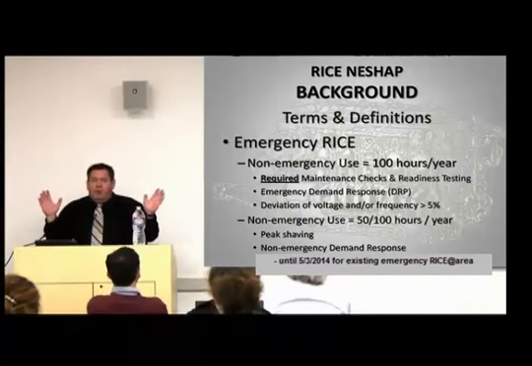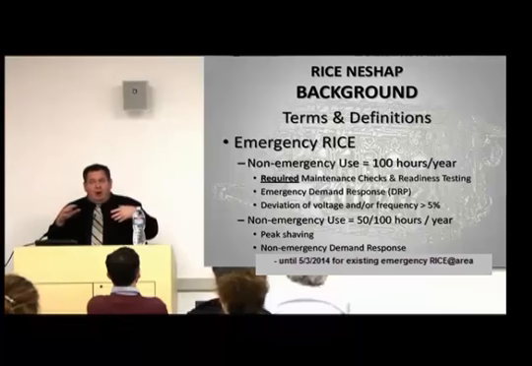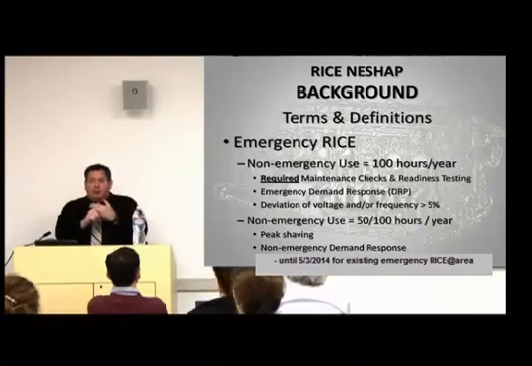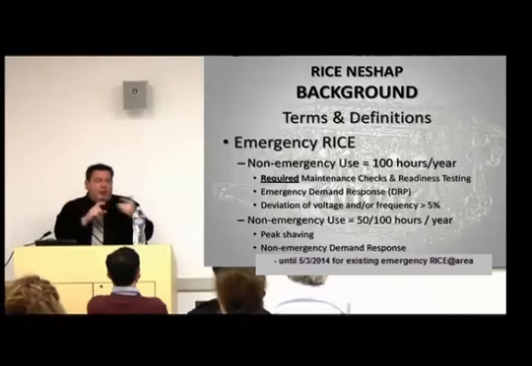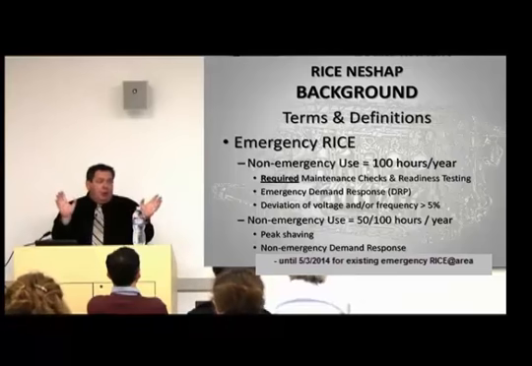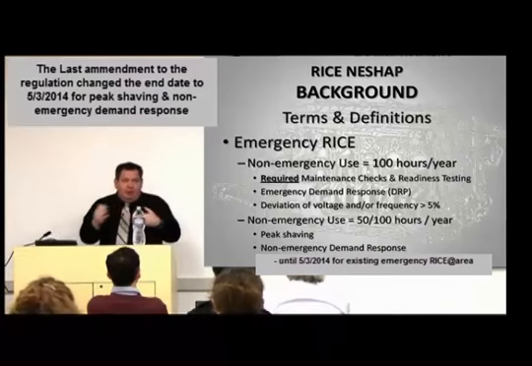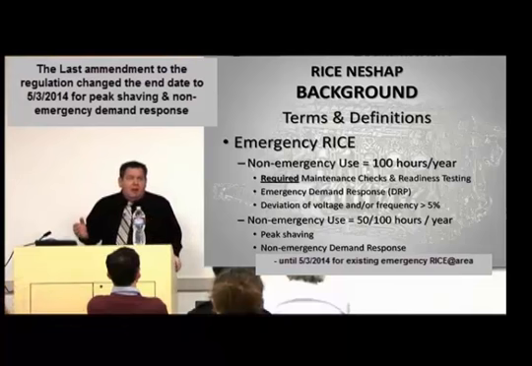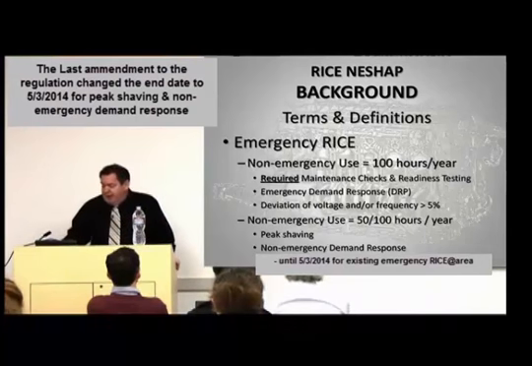Operate them as much as you want for emergencies. You're limited to 100 hours a year for required maintenance, emergency demand response, or problems with the grid, and 50 hours a year, however you want. Area sources up until April 16, 2017 can use them for non-demand response and or peak shaving.